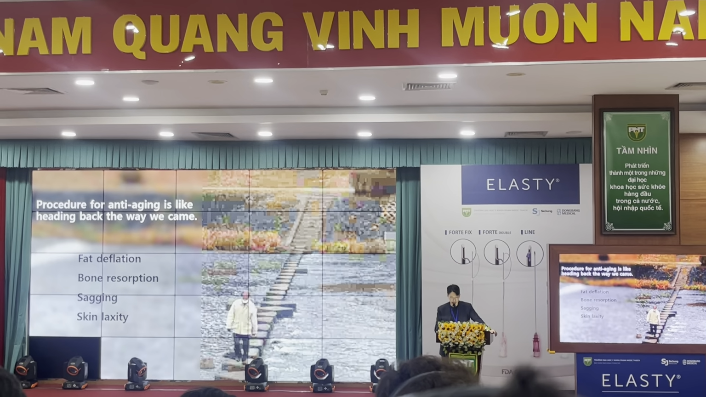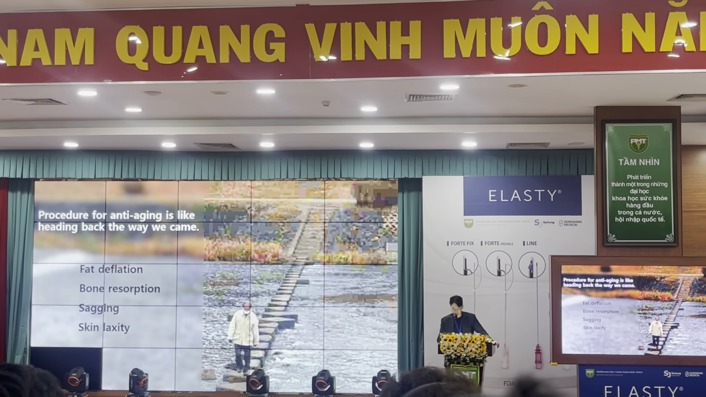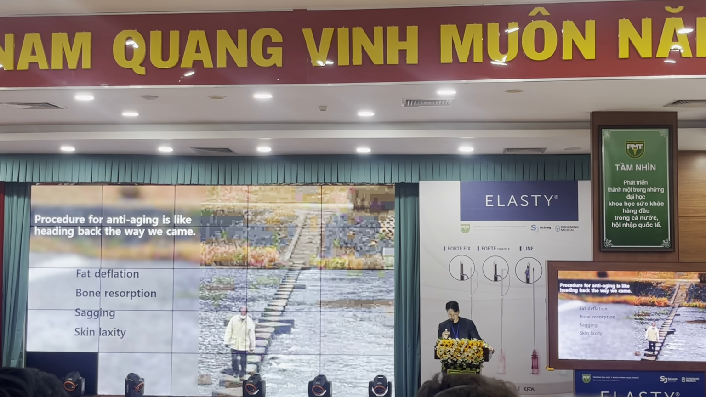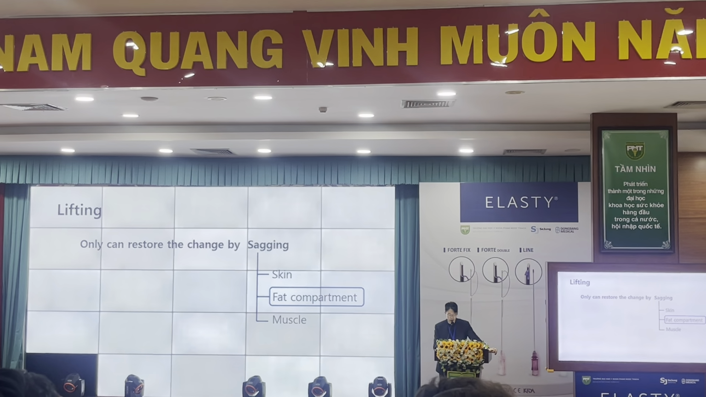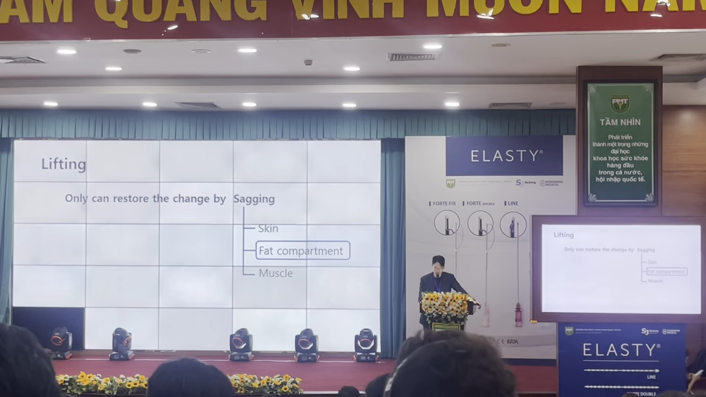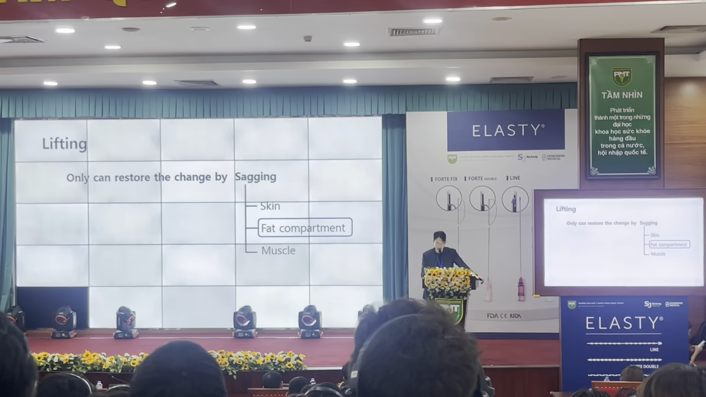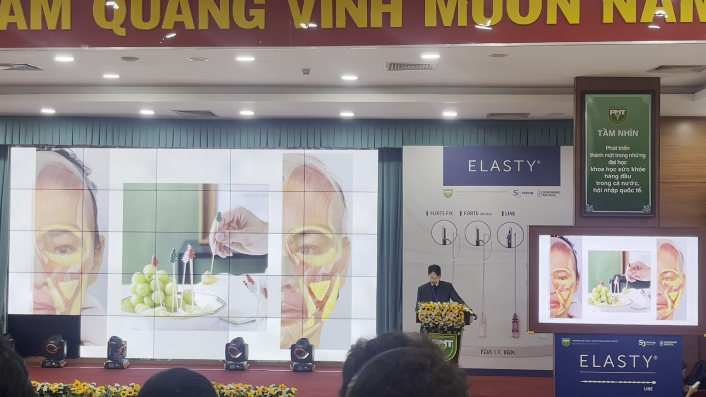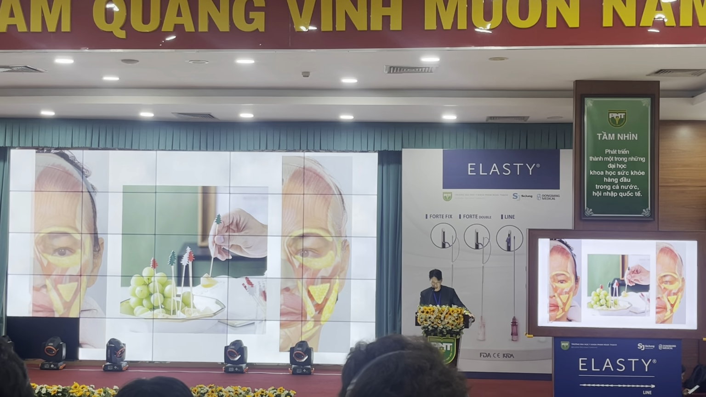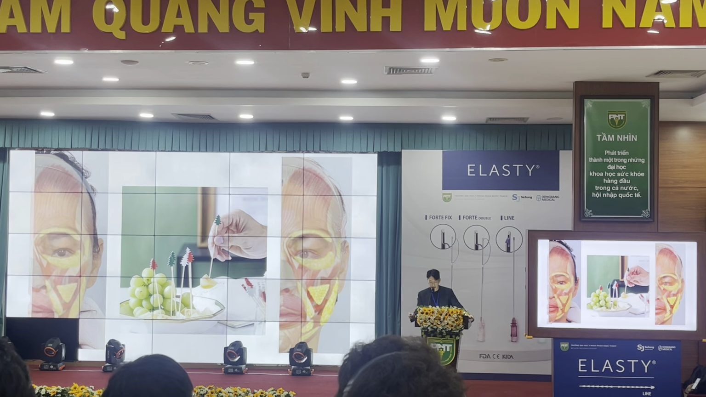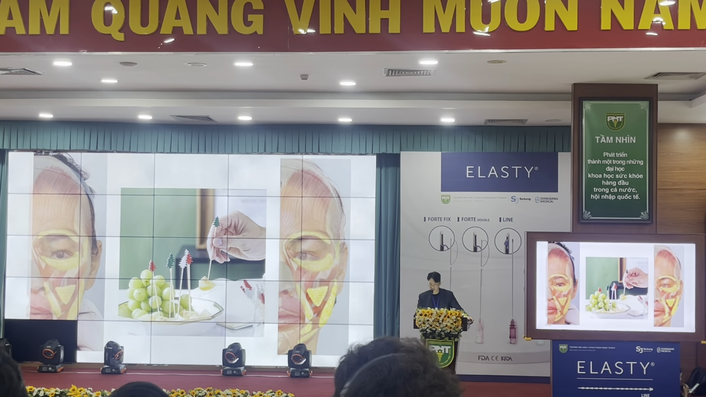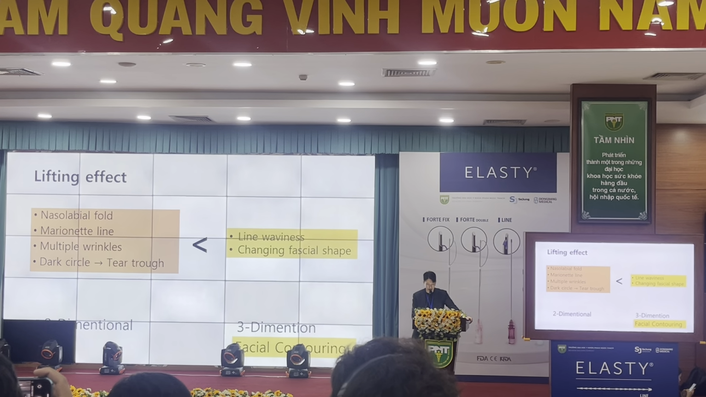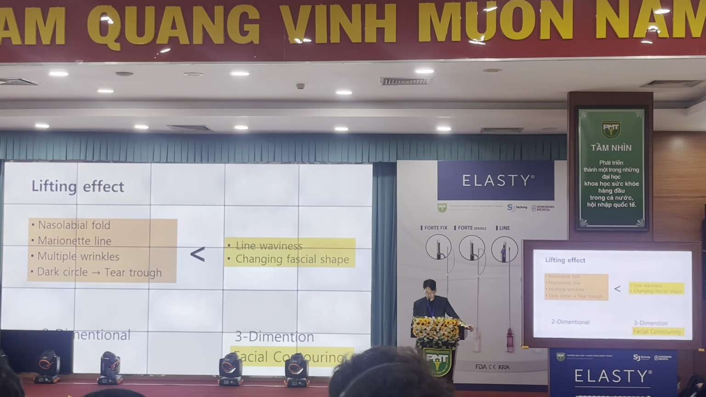To restore sagging and skin laxity with lifting is first. Then to restore bone resorption and fat deflation with filling is next. Lifting is especially more effective to reposition sagged fat tissue than to tighten loose skin, I think. It is similar to picking up and lifting fruits with a toothpick. Pick with cork thread and pull up this sagged fat compartment. Through this process, lifting can improve facial contour.